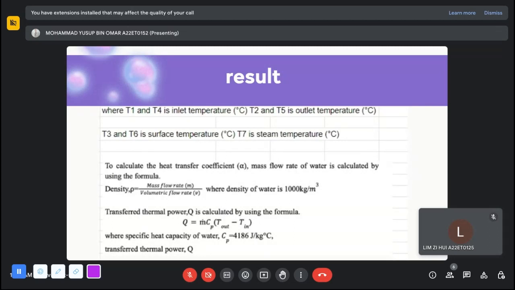So these formulas we use in this experiment, where T1 and T4 are inlet temperature in degrees Celsius, T2 and T5 are outlet temperature, T3 and T6 are surface temperature, and T7 is steam temperature. This formula is used to calculate the mass flow rate in the experiment, and Q to calculate the transfer thermal power.